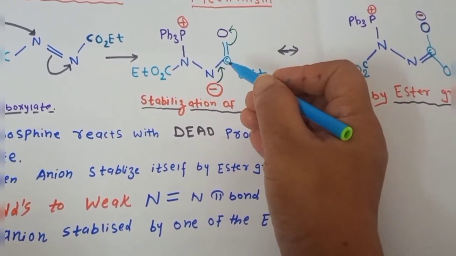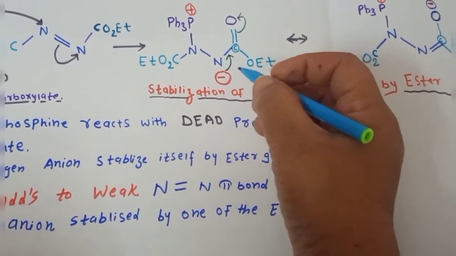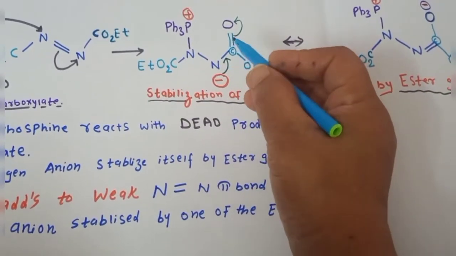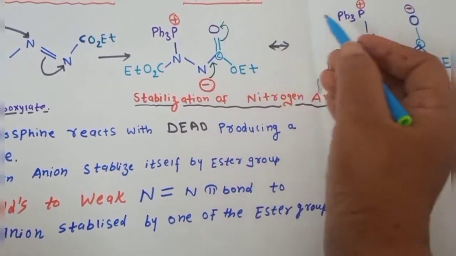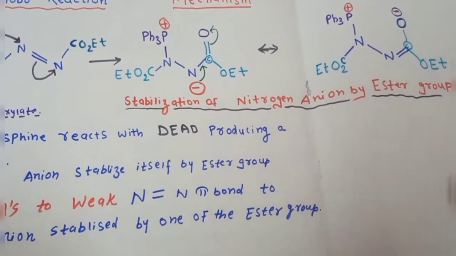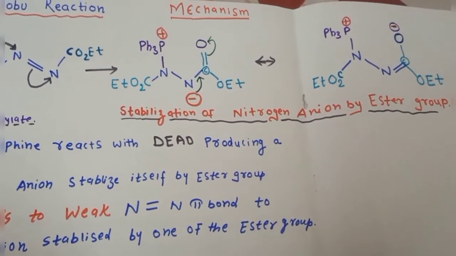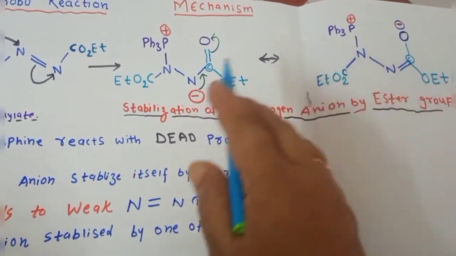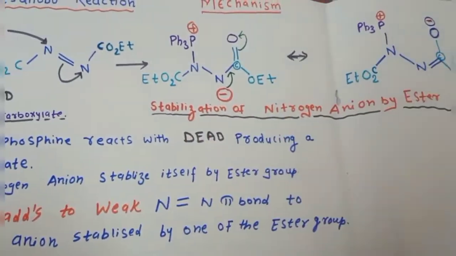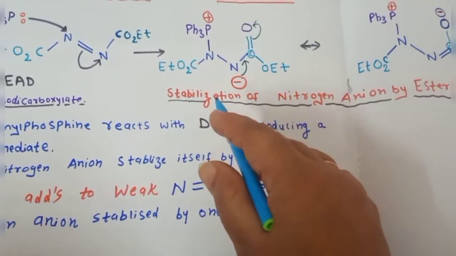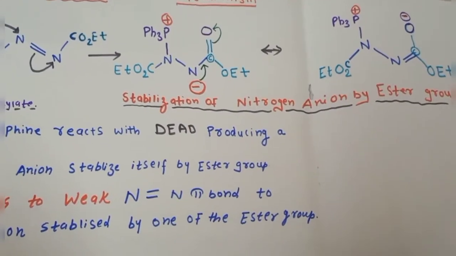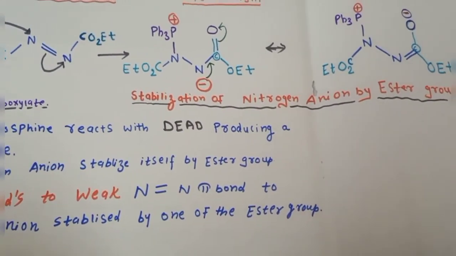This is the carbon of the ester group, COO. So this electron will move onto the oxygen, and the oxygen will acquire the negative charge. So here we see they can interchange into each other. Okay, so for the second step, we will start with this anion. Here we will have one anion stabilized by the ester group.